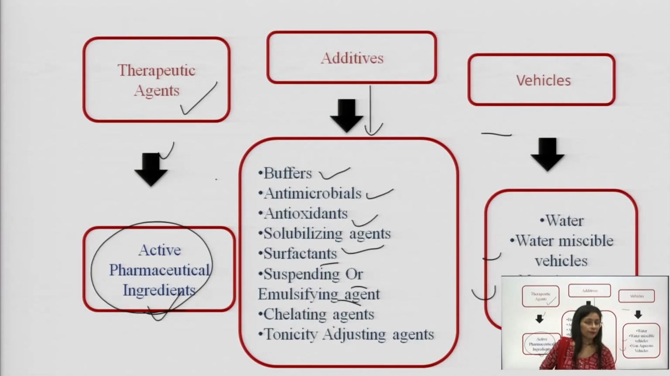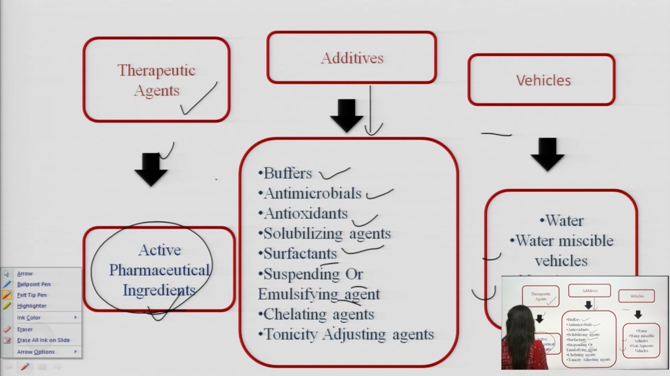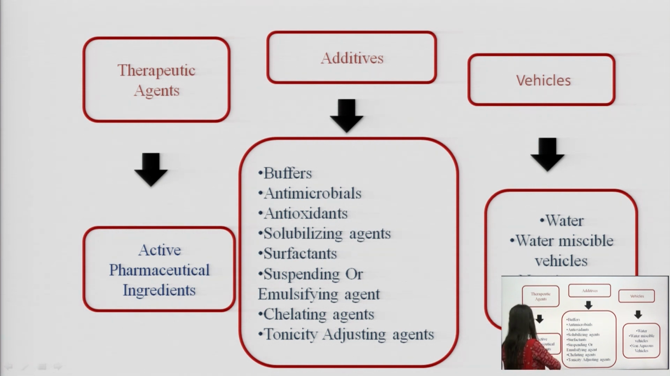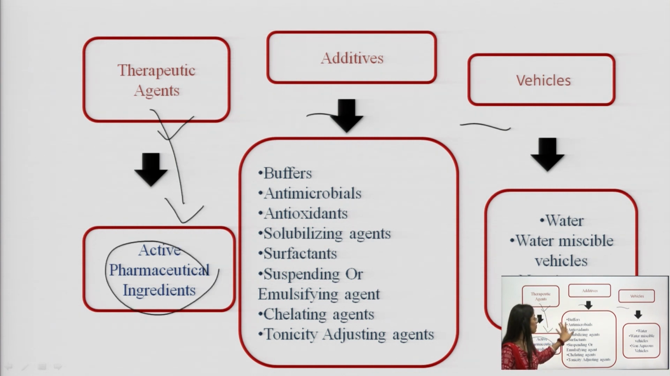Coming on to the previous slide, let's revise what we have learnt. Basically what I told you is therapeutic agents, additives and vehicles, with their definitions and examples. Okay, so you need to learn it. Therapeutic agents are basically active pharmaceutical ingredients. Okay, buffers, I told you what buffers are. Buffers are basically used for maintaining the pH.